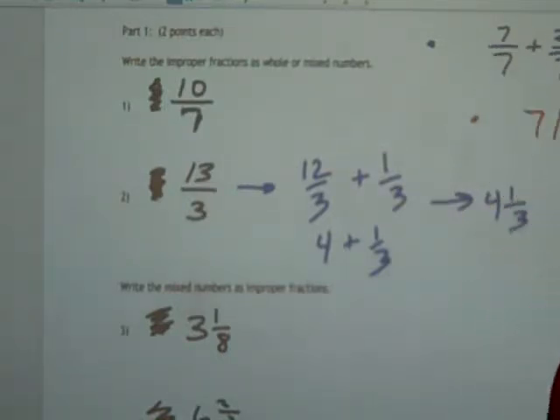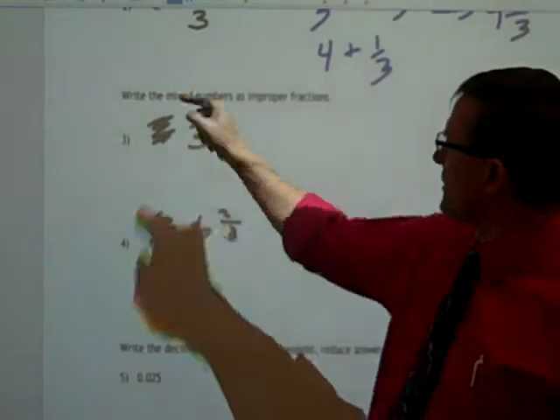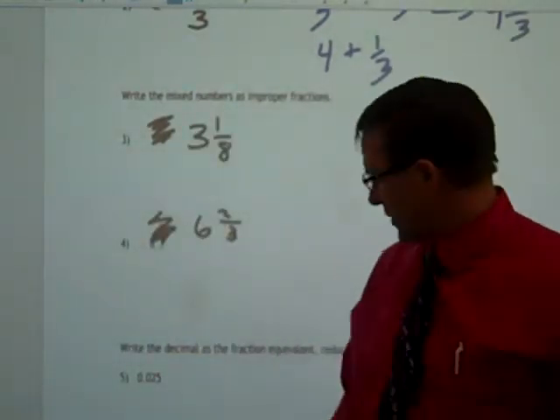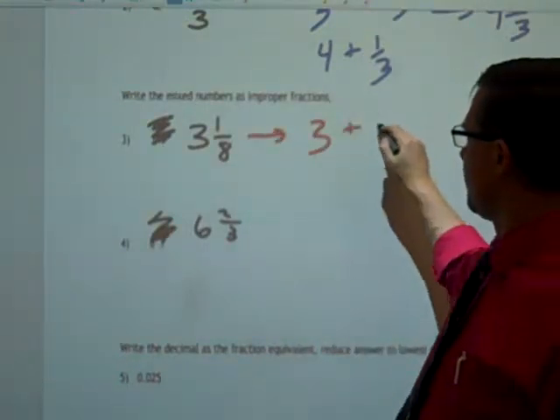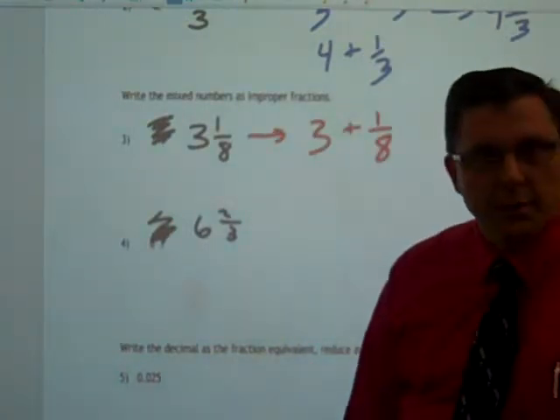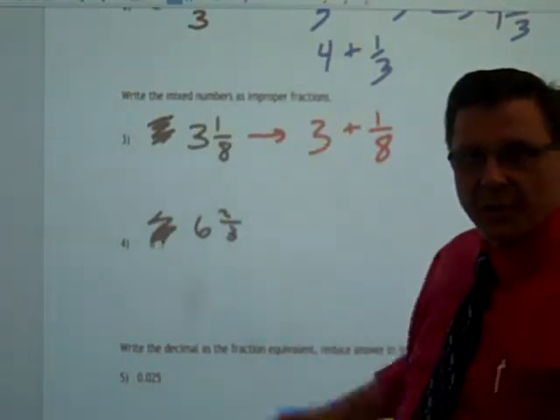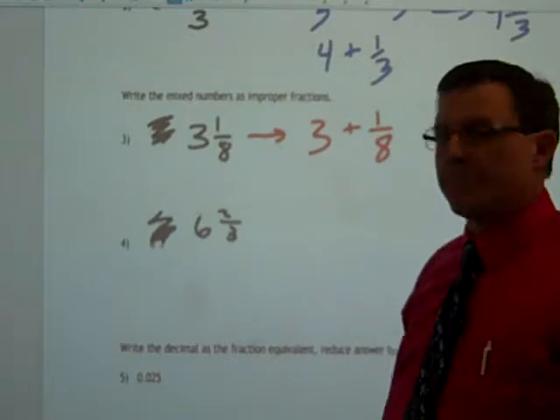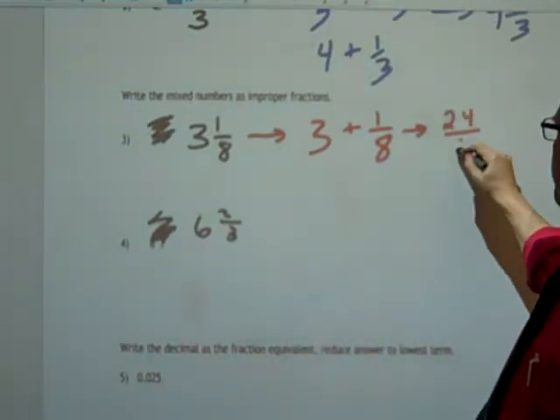All right. Likewise, when we get down to problem number 3, it says write the mixed number as improper fractions. Well, again, the first thing I think of on this one is this is 3 plus an eighth. All right, well, I can picture how many eighths are in 3. If you take 8 times 3, it's 24. So I can replace the 3 with 24 eighths.